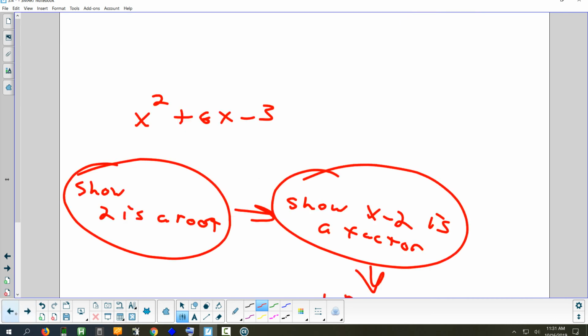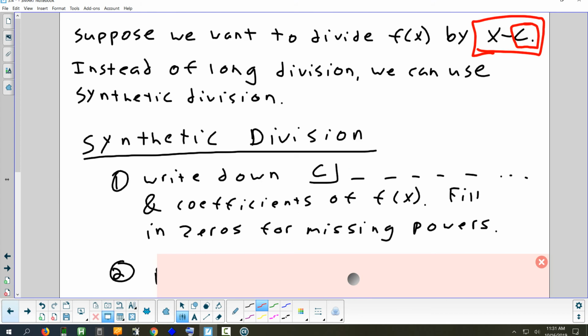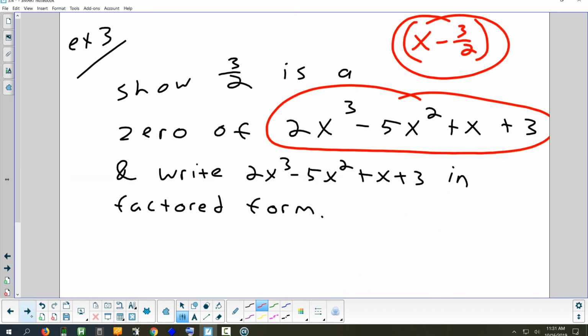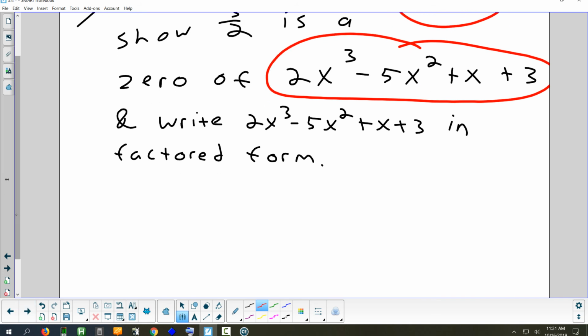First thing it says to do is make sure you're dividing by x minus a number. Are we doing x minus a number here? Yeah. So take the number after the minus sign, put it on the outside of a little bracket. Now, put all the numbers for the coefficients next to it. Am I missing any terms from cubed to constant? Am I missing anything? No. So 2, -5, 1, 3. Put those numbers down. And that's step 1.